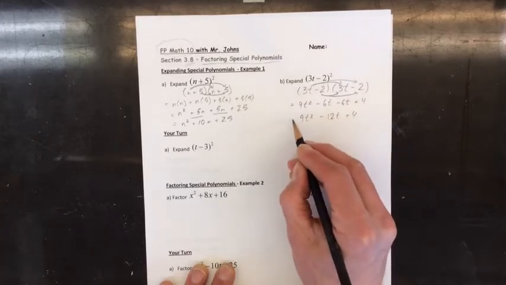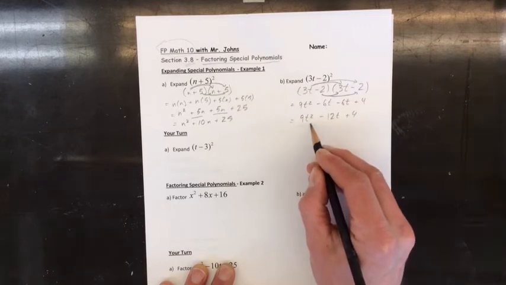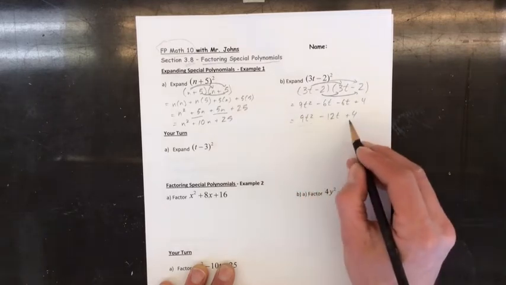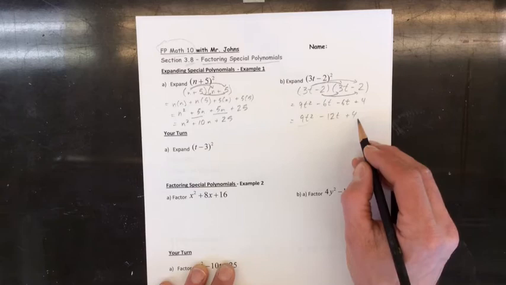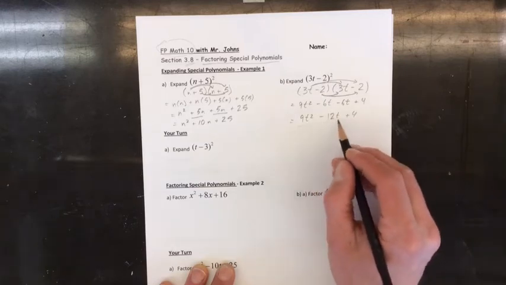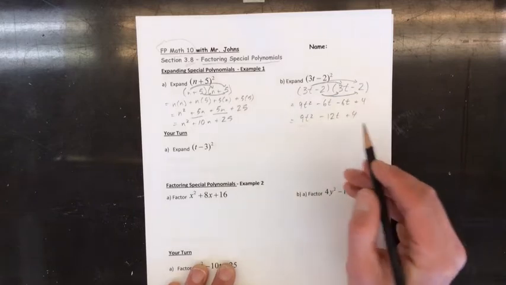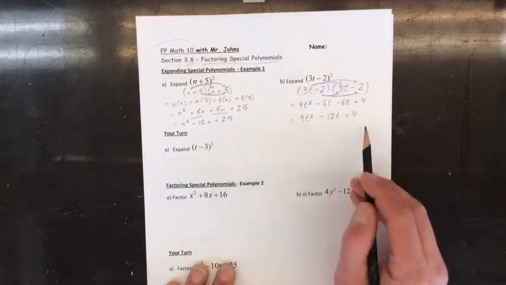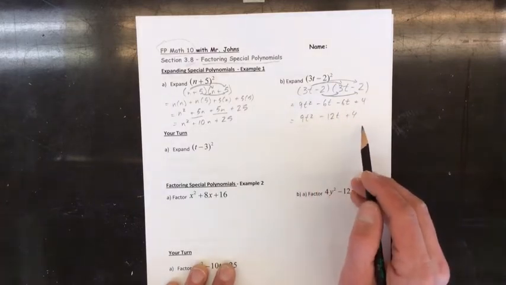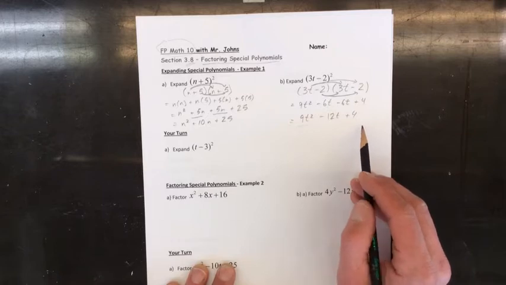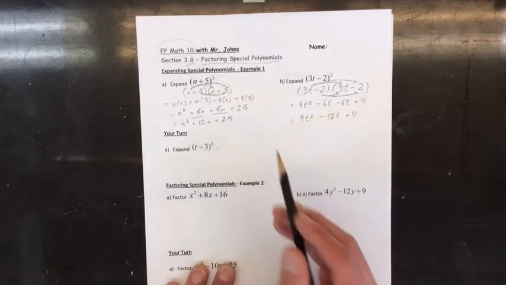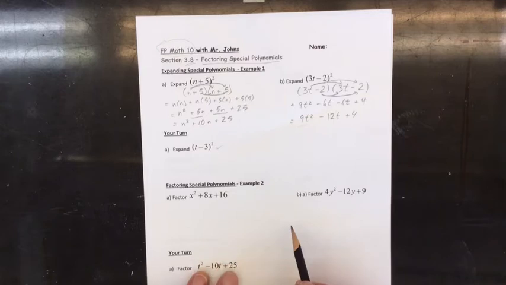What's important to note here is this is basically 3t squared, and this is basically negative 2 squared. So this is a combination of those things, namely minus 6t and minus 6t together. When we get to factoring, or going backwards, we'll need to take note of that. Now it's your turn. Try expanding t minus 3 squared.